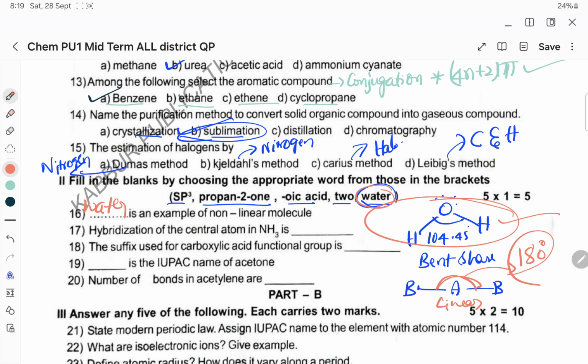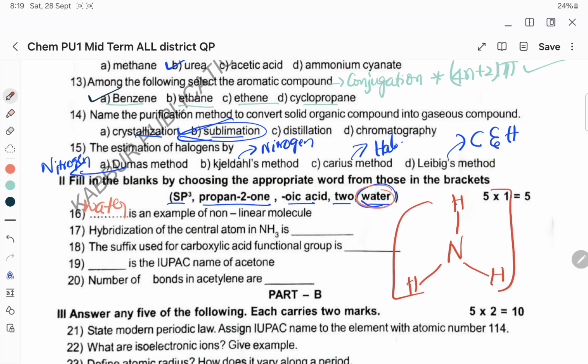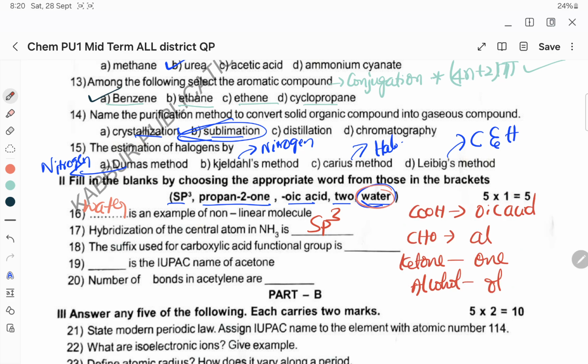Next is the second one. Hybridization of the central atom in NH3 is. Okay, see the NH3. What is the hybridization? That is sp3 hybridization. So the correct option is sp3. Next, read the next question. The suffix used in the carboxylic acid functional group. Okay, we know for the carboxylic acid we are going to use the suffix oic acid, aldehyde al, ketone one, alcohol ol. Example, see, if you have propane, the E is replaced by oic acid for the acid, E is replaced by al for the aldehyde, and for the ketone by one. If the molecule has an alcohol, E is replaced by ol, like that we are going to write. See, the correct option for this one is oic acid.